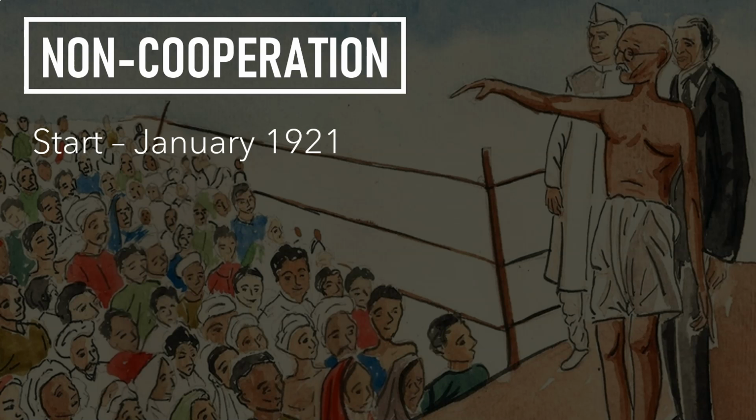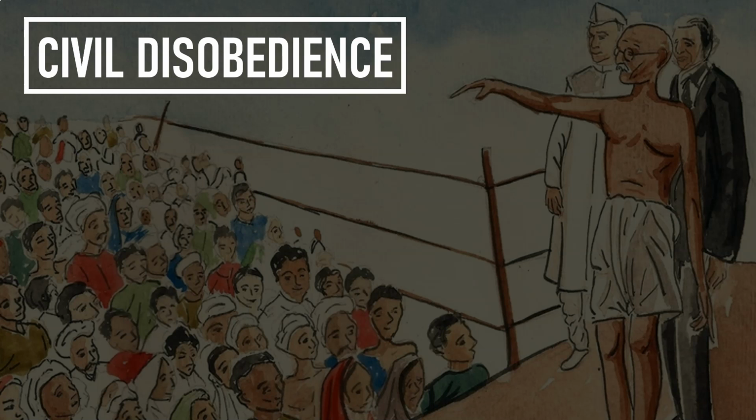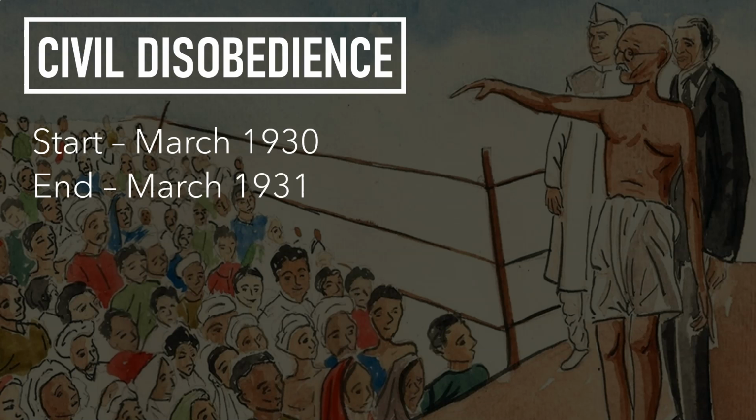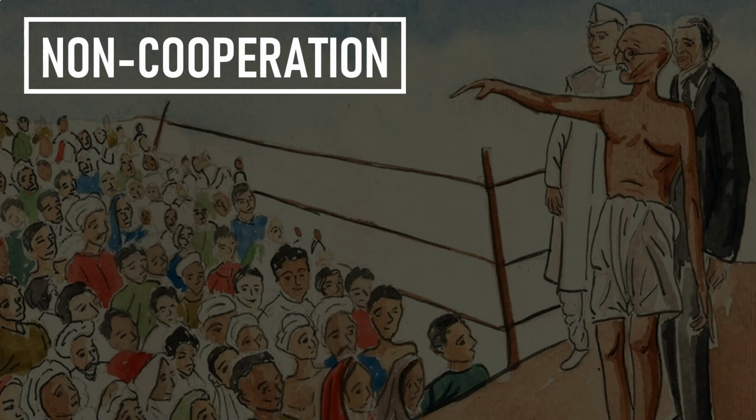The non-cooperation movement was initiated in January of 1921 and it ended in February of 1922. And the civil disobedience movement started in March of 1930 and ended in March of 1931 through the Gandhi-Irwin Pact. We'll start with a timeline of the non-cooperation movement.